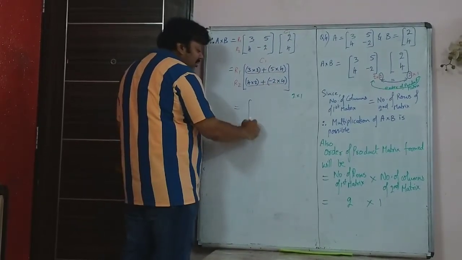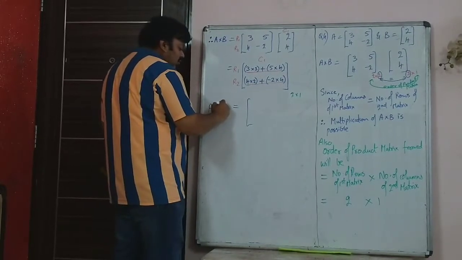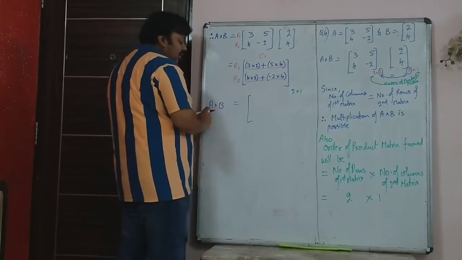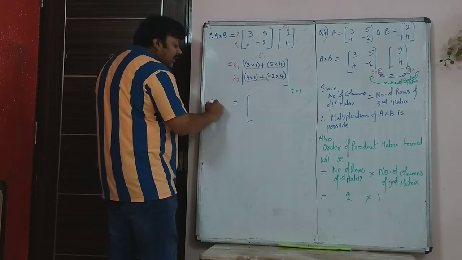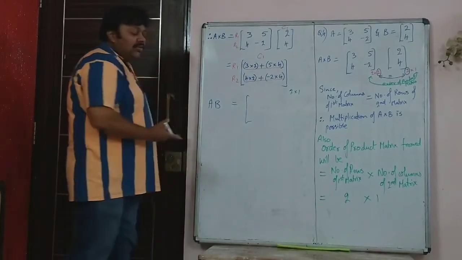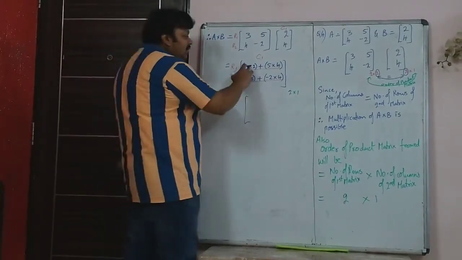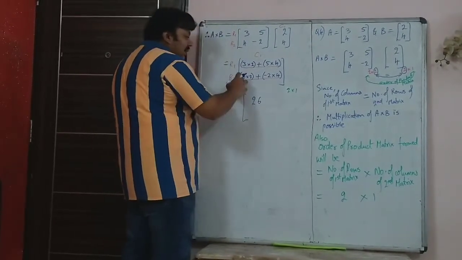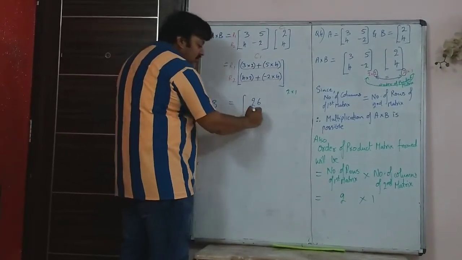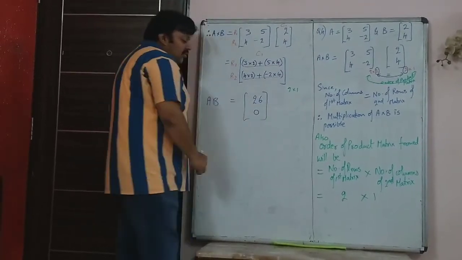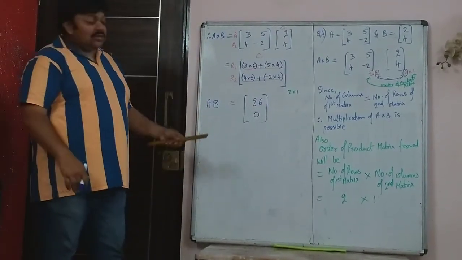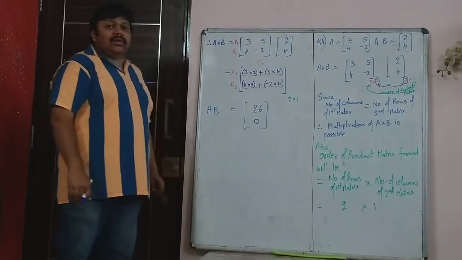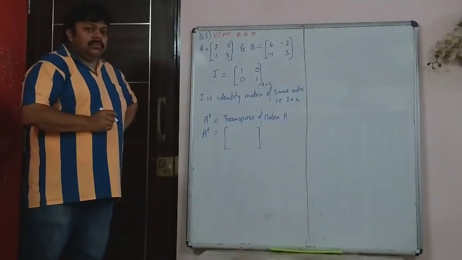So that's your product matrix. This is your A into B. So A into B, or you can just write it as AB. AB means A into B only. That is 6 plus 20, 26. And 8 minus 8, so it is 0. So the answer is 26, 0. That's your A into B.